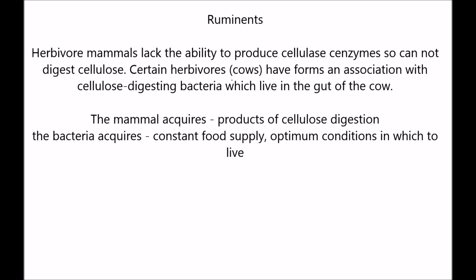Herbivore mammals, such as cows and sheep, lack the ability to produce cellulase enzymes, so cannot digest cellulose, which is a large proportion of the plant material that they eat. Certain herbivores, such as cows, have formed an association with cellulose-digesting bacteria, which live in the gut of the cow. The mammal acquires from this relationship the products of cellulose digestion, and the bacteria acquire a constant supply of food and the perfect conditions to survive and grow.